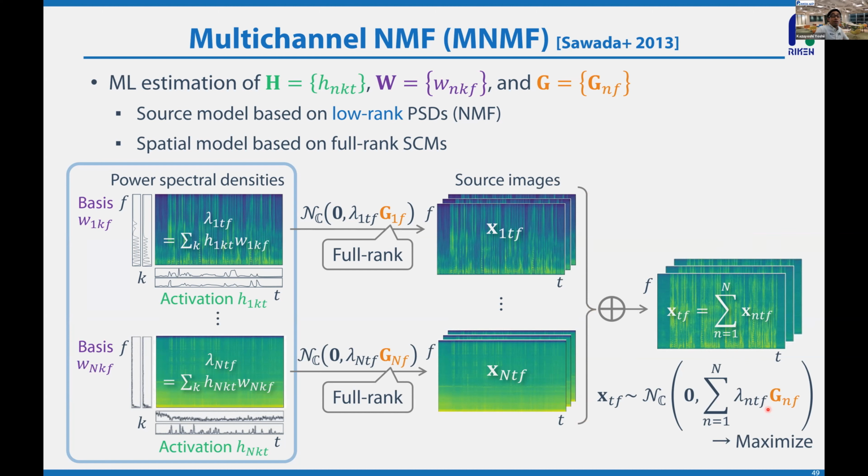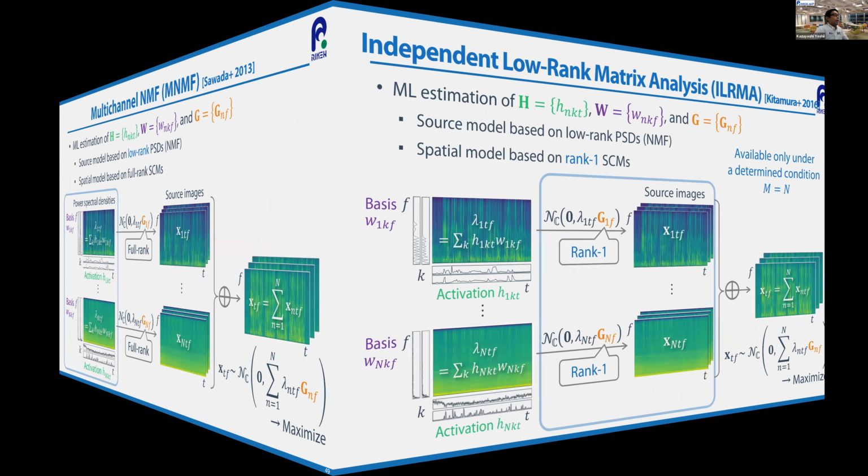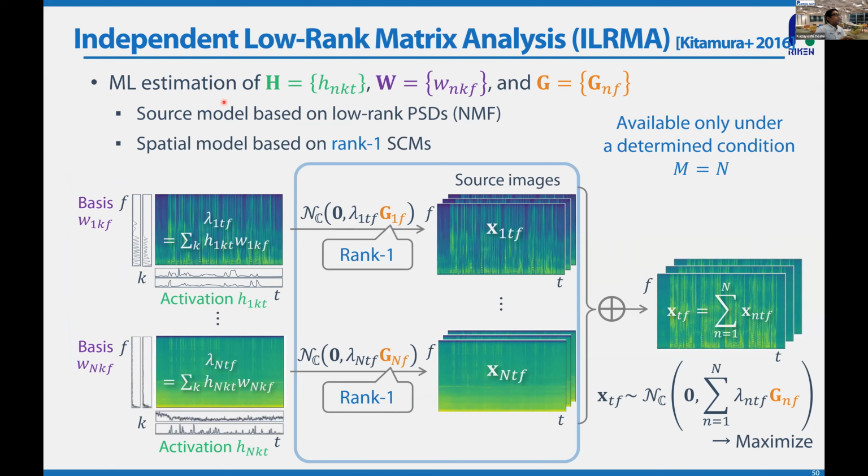So this is the likelihood function. The objective of multi-channel NMF is to find lambda and G at the same time. However, multi-channel NMF is computationally very heavy. To solve this problem, independent low-rank matrix analysis was then proposed.